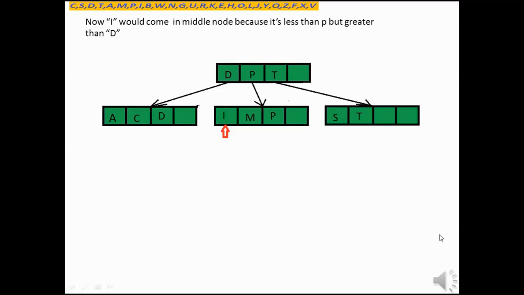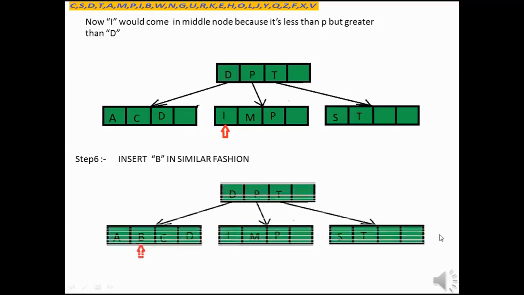Now come to step 6. Insert B. Following the same algorithm, first go to the parent node and compare B. The first element of the parent node is D, and B is less than D, so B will come in the child pointed by the D. Come to the next level, to the node pointed by D. It contains A, C and D. Since B is greater than A and less than C and D, the position of the B will be as shown in the slide. See the arrow position.